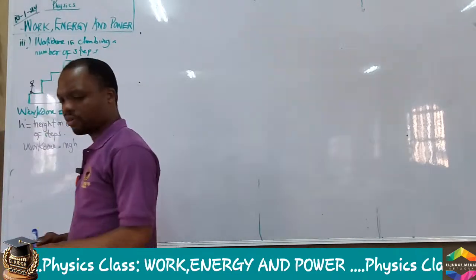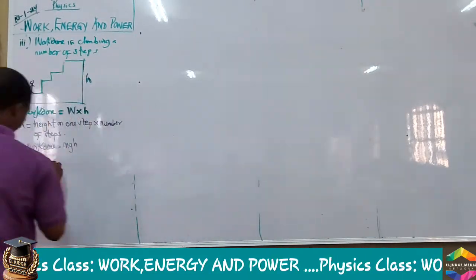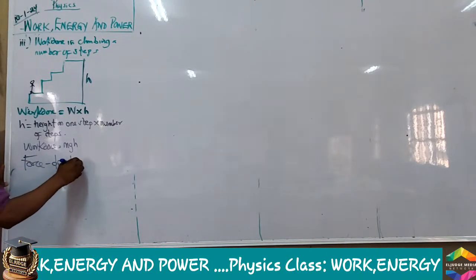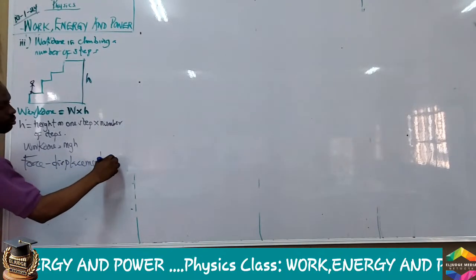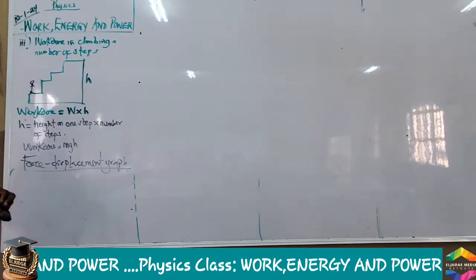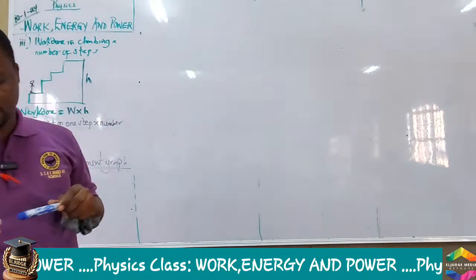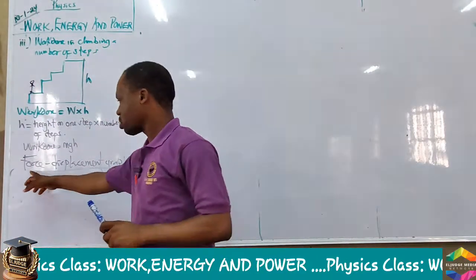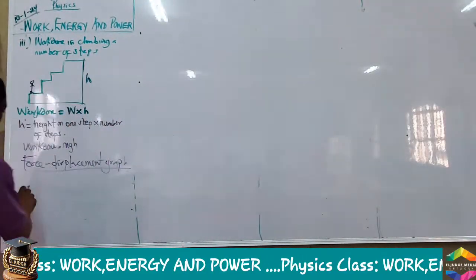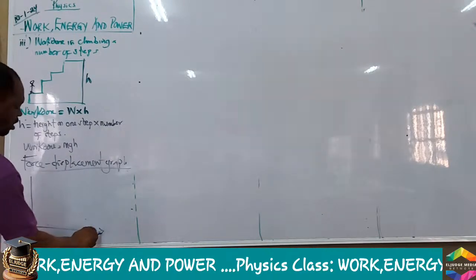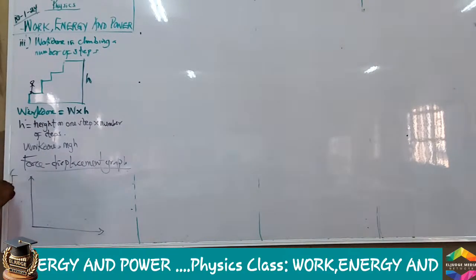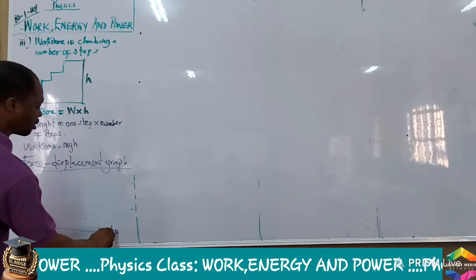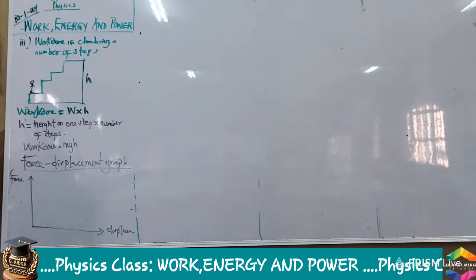Now let's quickly look at force displacement graph. So we're going to deal with two. The force displacement graph. So we are going to look at two. We have the force on the vertical axis and the displacement on the horizontal axis.